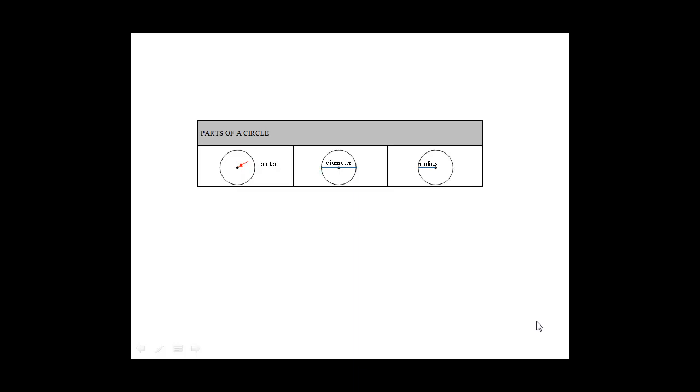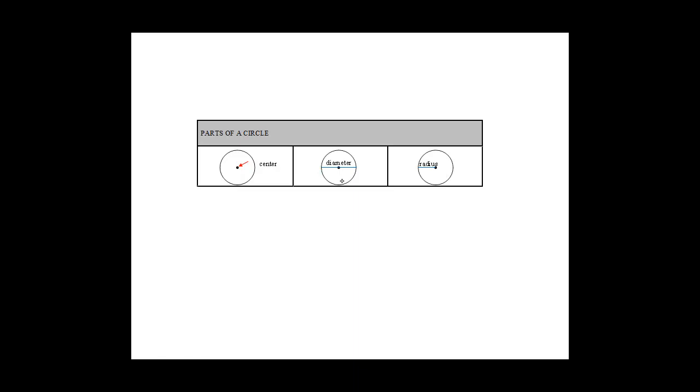Let's look at the different parts of a circle. The center is the center of the circle, this dot right here, which isn't really part of the circle, it's just a location within the circle. The diameter is the distance from one side of the circle to the other, going through the center of the circle. The radius is the distance from the circle to the center.